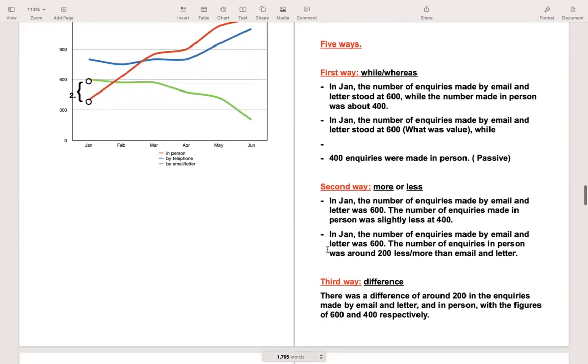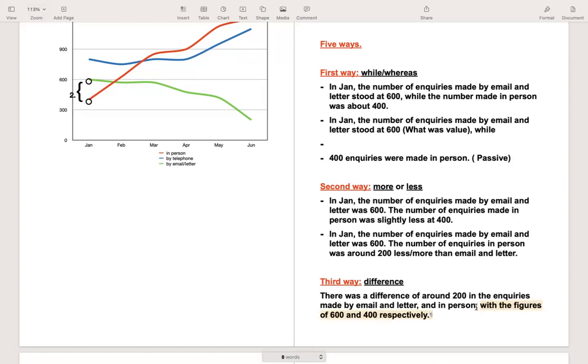The third way I make this sentence is with a difference. There was a difference of around 200 in the inquiries made by email and letter and in person. So there was a difference of 200 in the inquiries made by this method and this method. And then I'm going to say with the figures of 600 and 400 respectively. Now this part is really important.